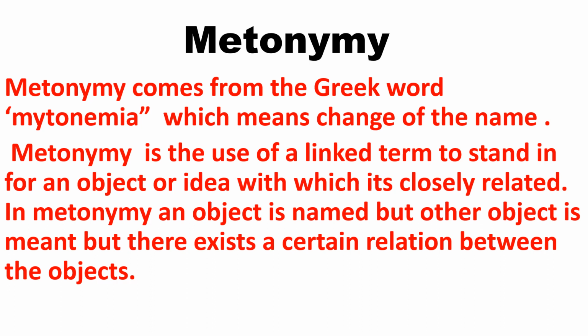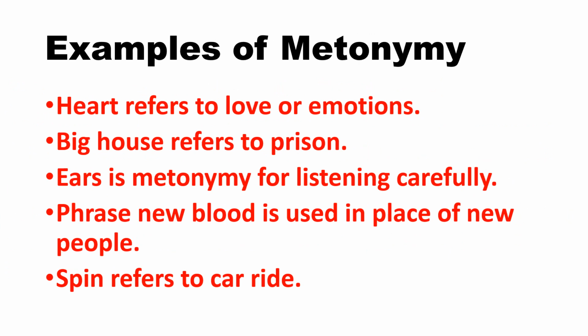An element that you need to keep in mind is that in metonymy, an object is named but another object is meant, and there exists a certain relation between these two objects. Which two objects? One which is meant and another we name. Here are some examples of metonymy.